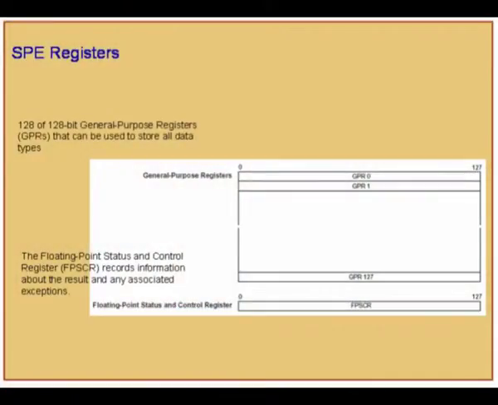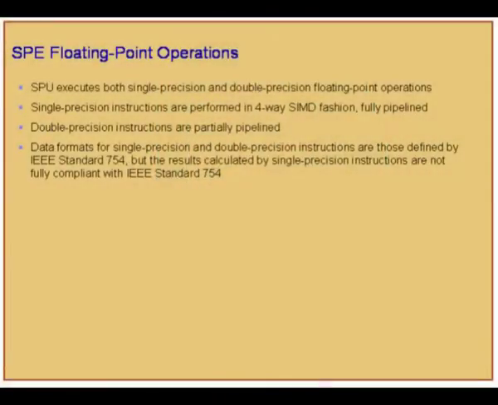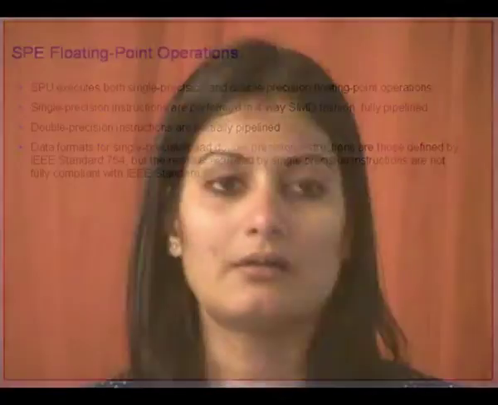SPE registers are much simpler than the PPE register model. There are 128 registers, they all look the same, unified registers. The same registers are used to do floating point or fixed point arithmetic. The SPE executes both single precision and double precision floating point operations, and single precision operations are performed in a 4-way SIMD fashion, just like unsigned int or int. They're all fully pipelined. Double precision operations, however, are partially pipelined.